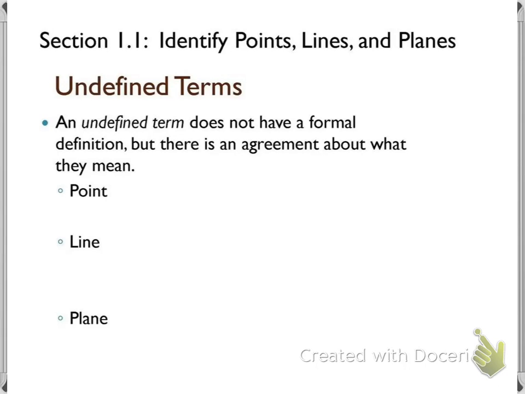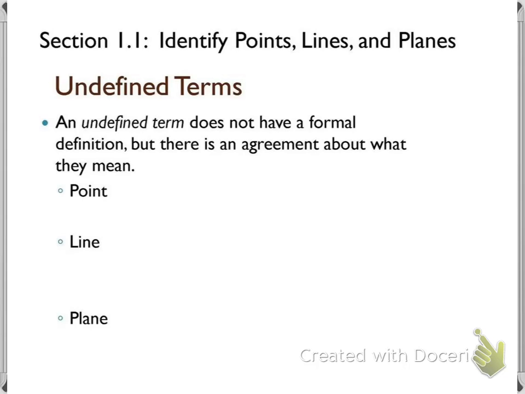So in section 1.1, our first section, we have identify points, lines, and planes. But to begin geometry, we first have to look at our undefined terms. And these are three things that we start with. We don't have a formal definition for them. That's why they're called undefined. But we've just kind of accepted that this is what they are. This is the very beginning of the process. And anything else we do from now on will be based off of these three terms and what builds upon them. So we first have the point.